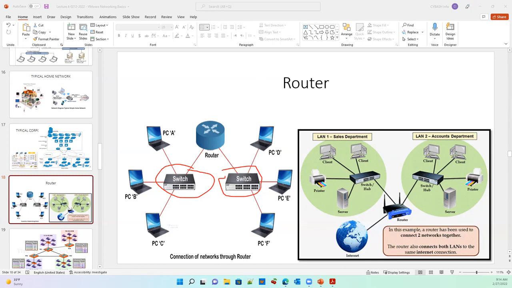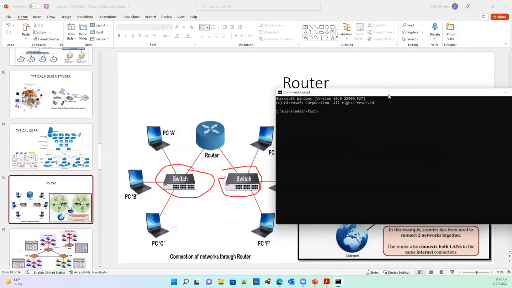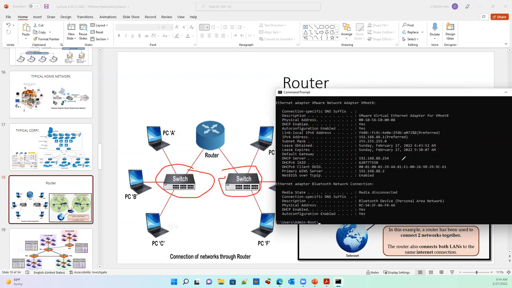I can show you mine. Let's see. Give me 1 second. So a MAC address is meant to talk to a switch. So if you look at here, okay, this one is not, okay, let's see.